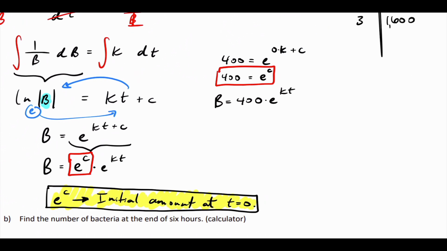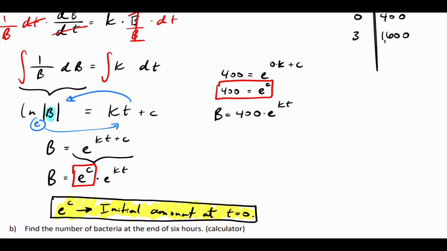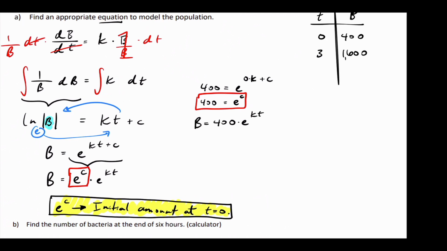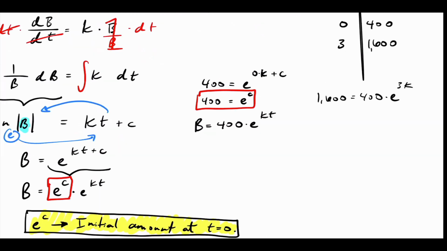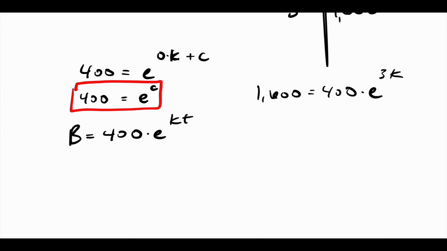Okay. One more thing. I got to find K now. Well, I already used 0, 400. I can't use it again. But I can use 3, 1600. So I'm going to use 3, 1600 to find what K is. Okay. So 1600 equals 400 times e to the 3K. I got to solve for K.